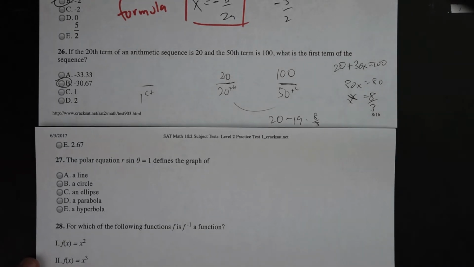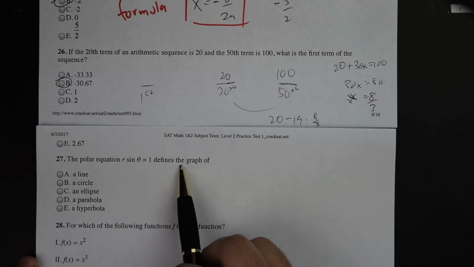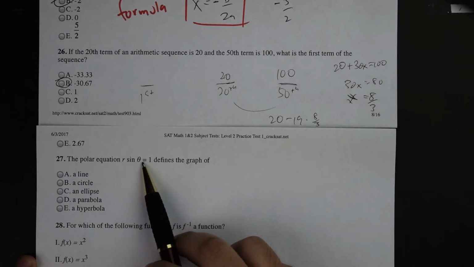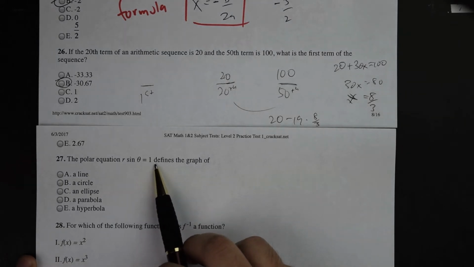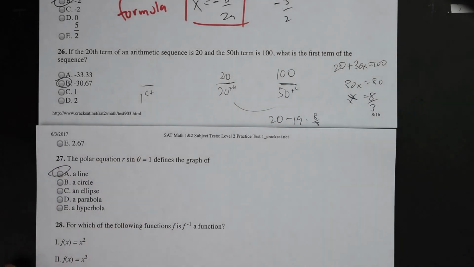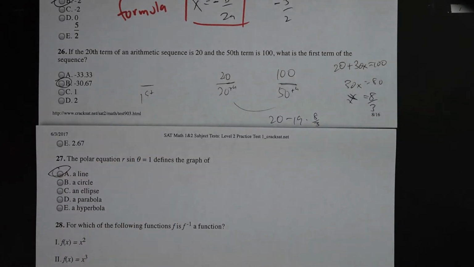So for number 27, the polar equation, we are to find the graph of. It's going to be, okay, A. So for number 27, the answer is A. And now I'm going to explain to you how they will get to this answer.